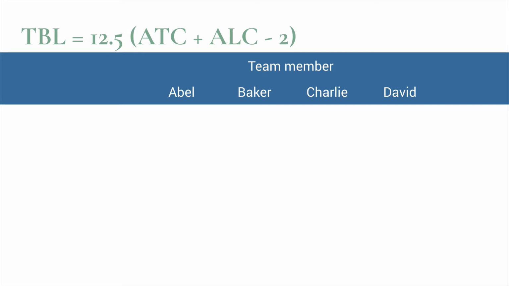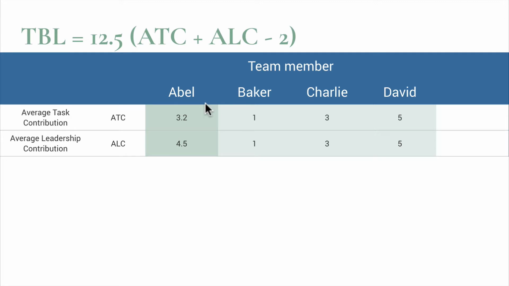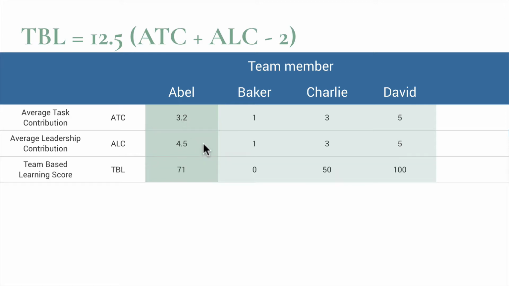Let's look at an example now. Here's our 4 team members, and we have team member Abel's task contribution and leadership contribution calculated as we showed in the previous slide. Note how in this case, Baker, who received the lowest rating of 1 on the 5-point scale of 1 through 5, receives a team-based learning score of 0.